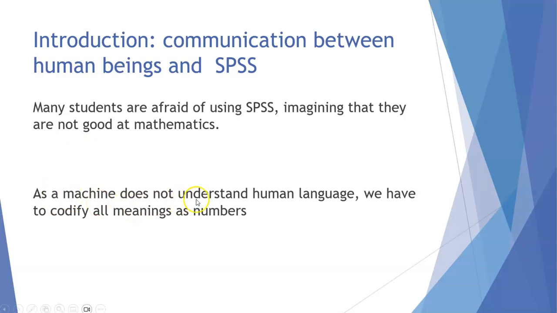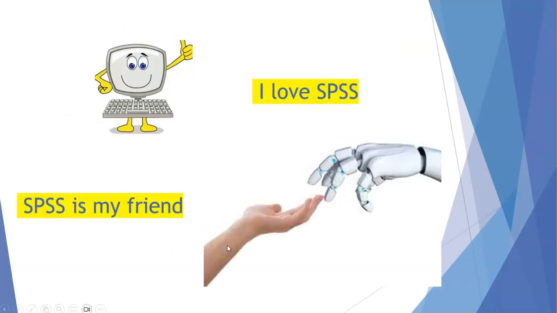A machine does not understand the human language. So let's assume that you are talking with the machine, and the machine doesn't understand the human language. So we have to codify all meanings as numbers, because the machine understands only numbers. You can imagine a situation where one person doesn't understand your language, so you will translate your language to their language. So this is a kind of translation. Codifying means that you translate your language to another language. That is exactly what is happening in SPSS.